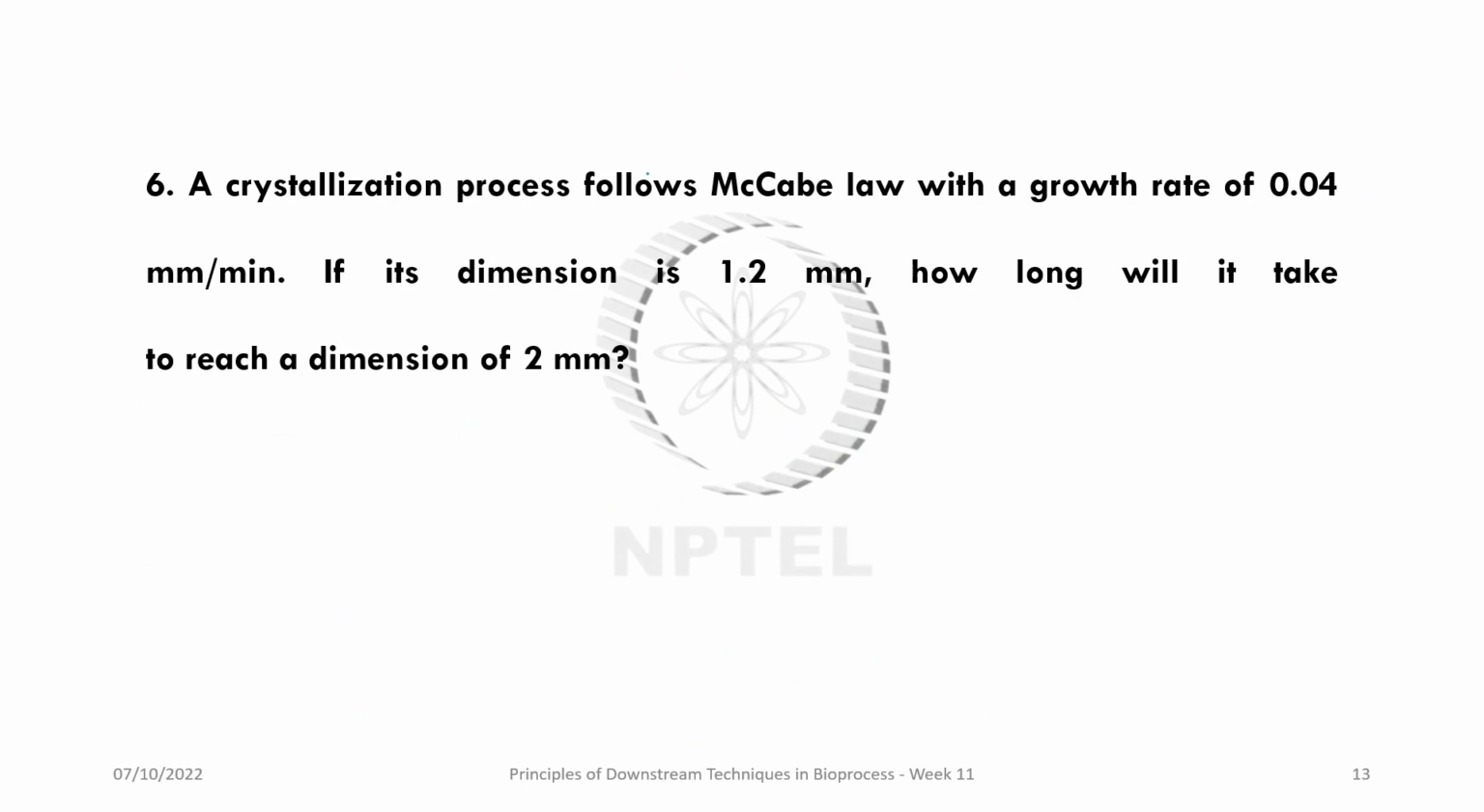Alright. Question 6. A crystallization process follows McCabe law with a growth rate of 0.04 millimeters per minute, not in hours. If its dimension is 1.2 millimeters, how long will it take to reach a dimension of 2 millimeters? So let's take a minute there.